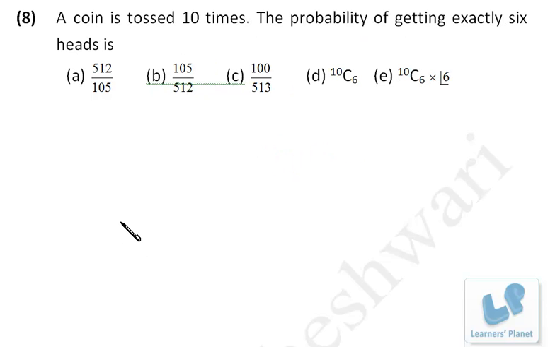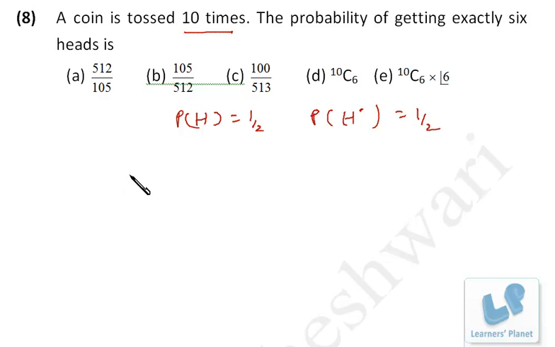Now friends, this is a twisted problem. Just watch carefully. A coin is tossed 10 times. The probability of getting exactly 6 heads, right? Now, what is the probability of getting one head? That's 1 by 2, right? So probability of getting head is 1 by 2, and probability of getting not head is also 1 by 2, right? So if we are tossing the coin 10 times, we want 6 times head and the remaining times tail. That means 4 times tails, right?